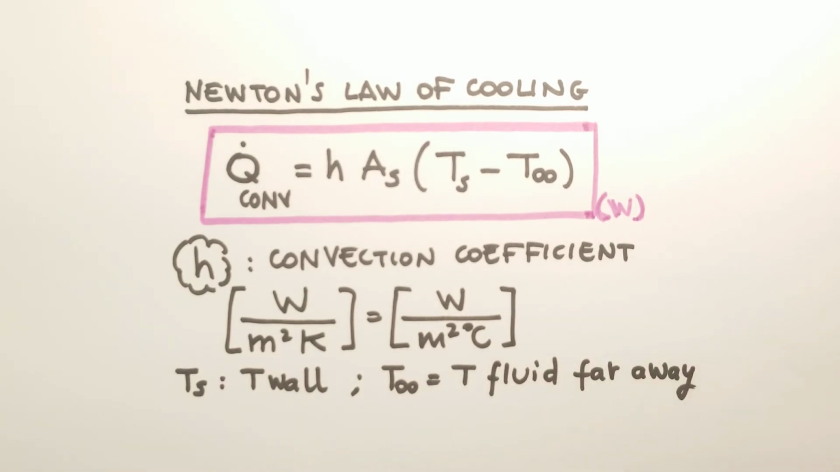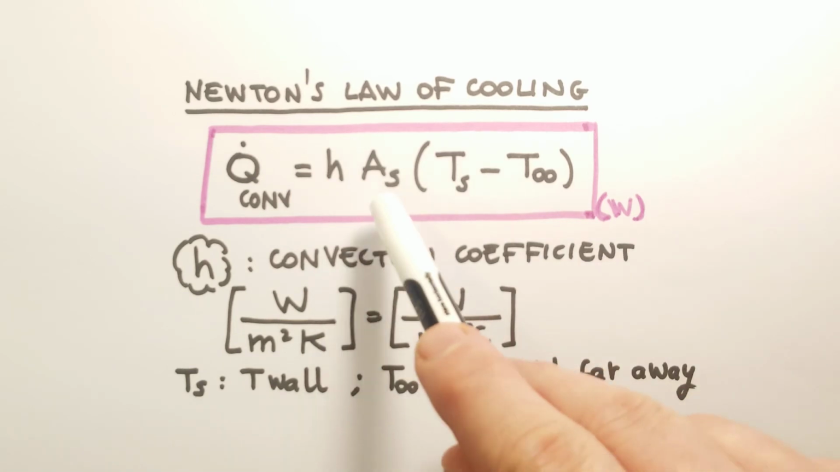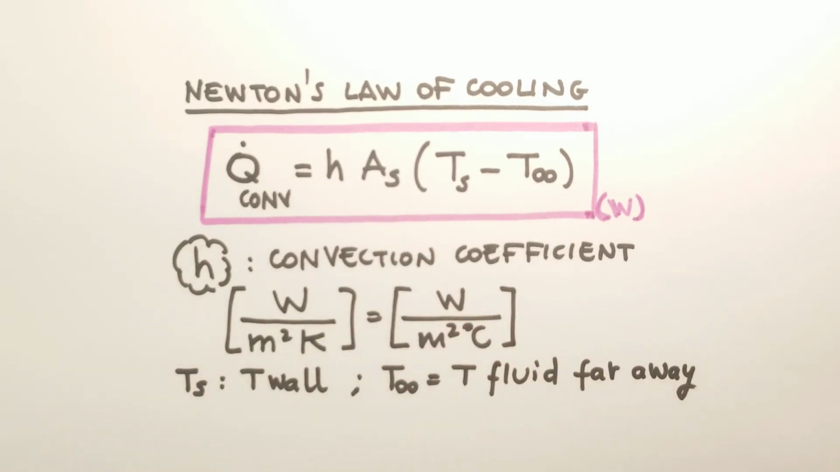Because remember, in convection and conduction, we can use Kelvin or we can use degrees Celsius. A_s is the area of the surface. T_s is the temperature of the wall, and T infinity is the temperature of the fluid sufficiently far away from the wall. So at a distance where the fluid does not feel the difference in temperature between itself and the wall.